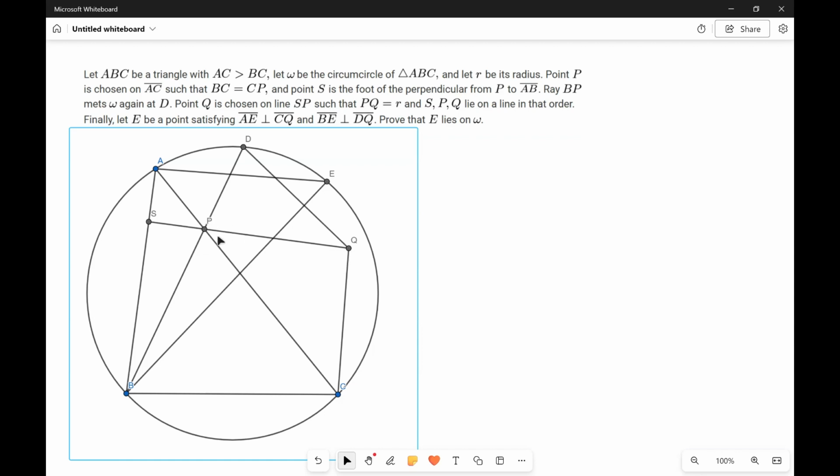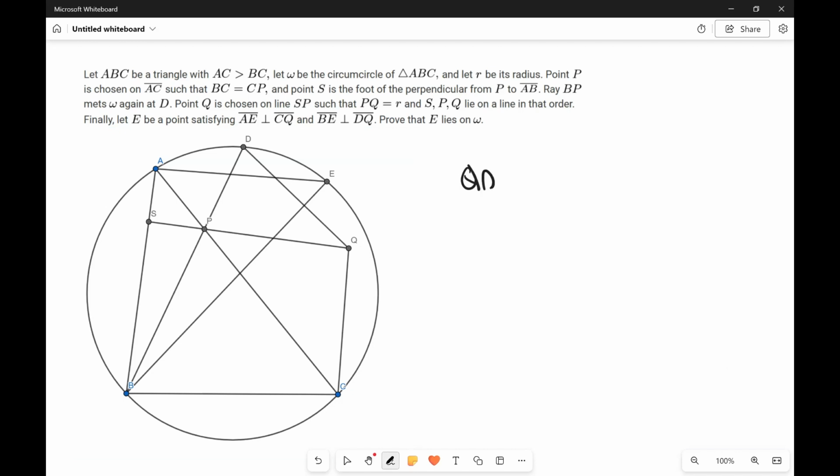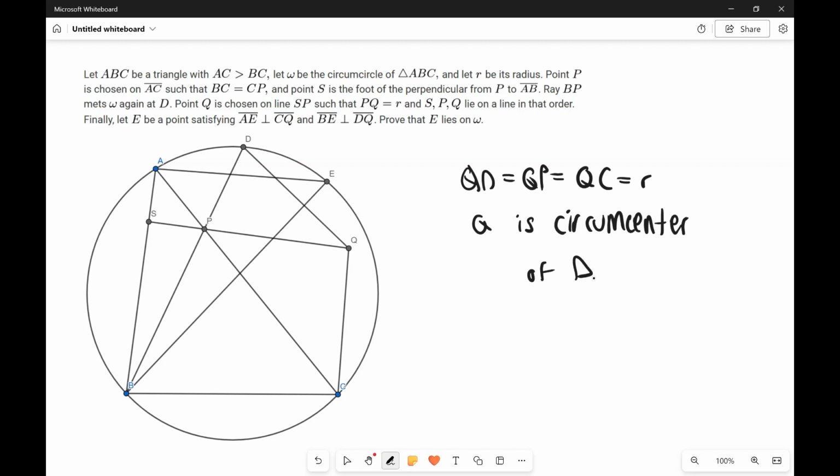So PQ is equal to R. What else could equal R? Looking at the diagram a bit further, we conjecture that QC and QD are both equal to R. In particular, we conjecture that QD equals QP equals QC equals R. That implies that Q is the circumcenter of triangle DPC.